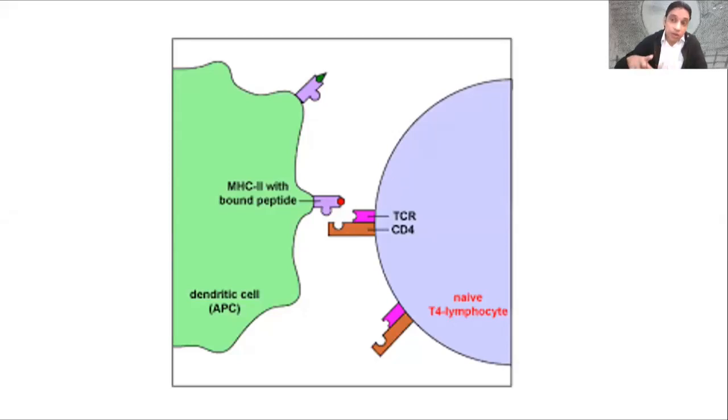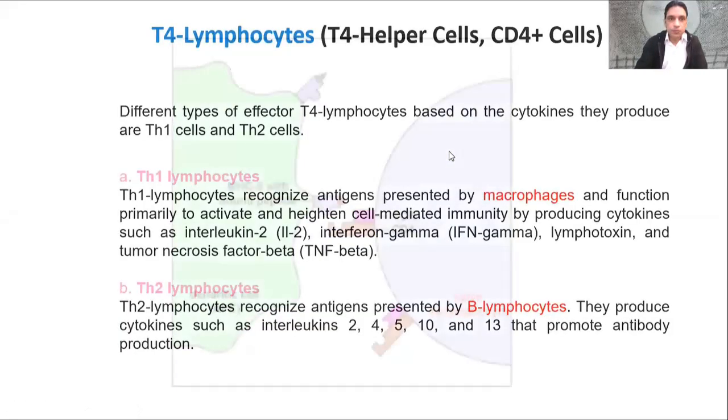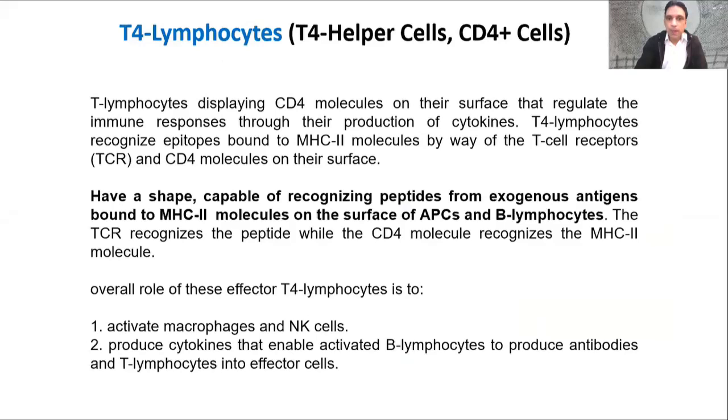It is going to be converted into a mature T4 lymphocyte. It will be different. It will be differentiated and more active and ready to do its job. Okay, so this is the role of T4 lymphocytes.